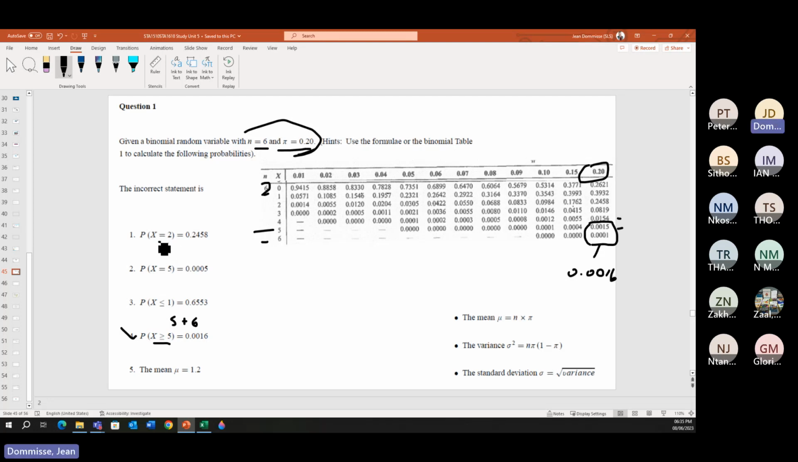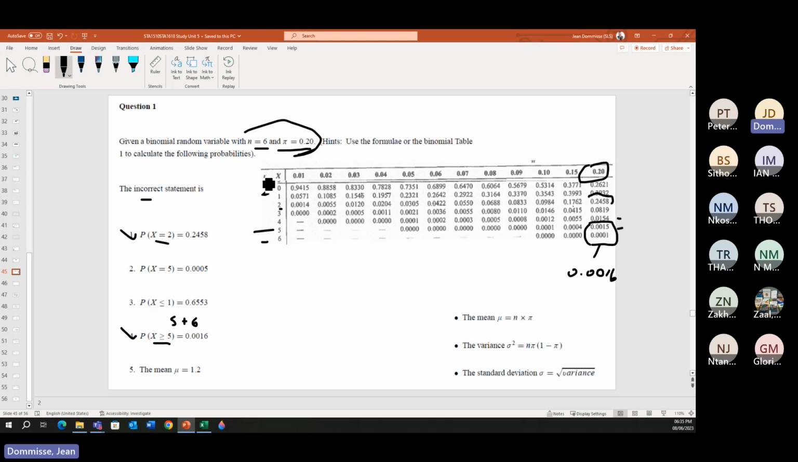Where they now ask us where x is exactly 2. So where x is 2, we look at 0.2458, which is correct. We're still looking for the incorrect one.